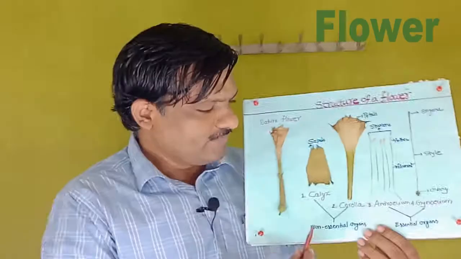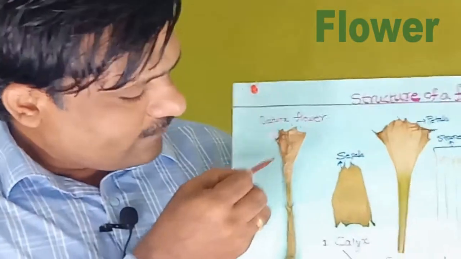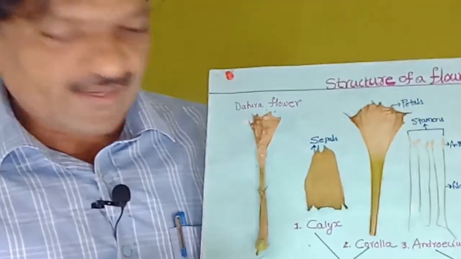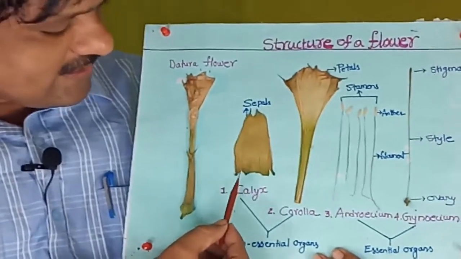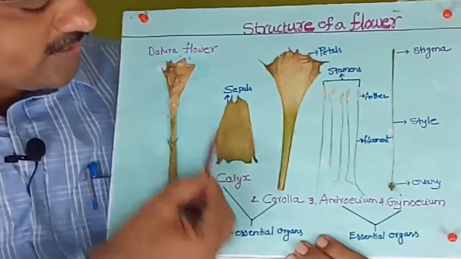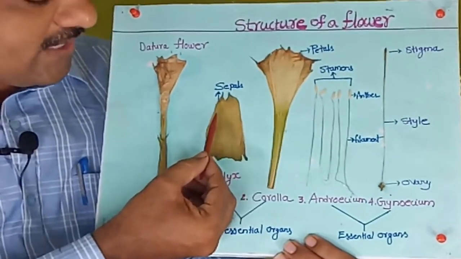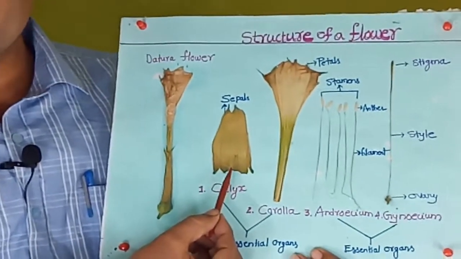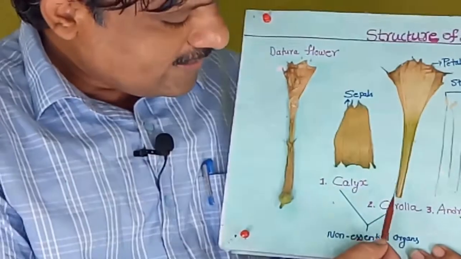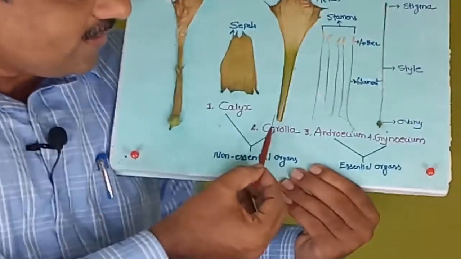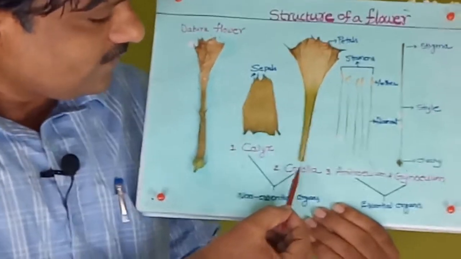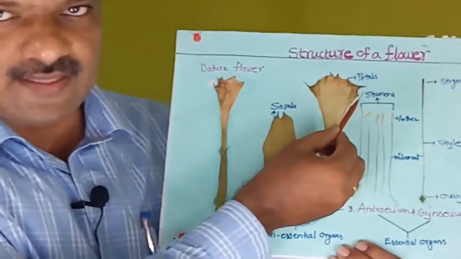Now I will explain in detail with the help of the chart. In this chart, one complete datura flower is there. The first whorl, as I told, is the calyx. The calyx contains different parts we call sepals. Sometimes these sepals may be free or sometimes united. The next part is the corolla. The corolla is the second whorl of the flower and it contains different petals.